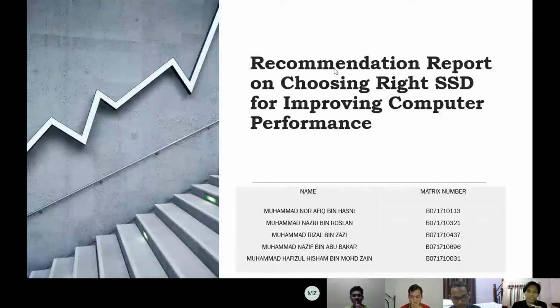So today we will present about the recommendation report on choosing SSD for improving computer performance.